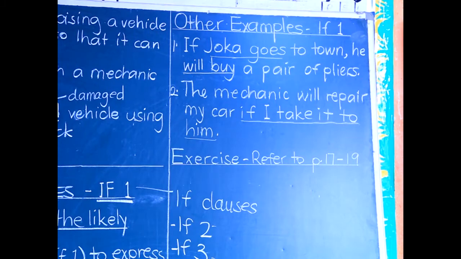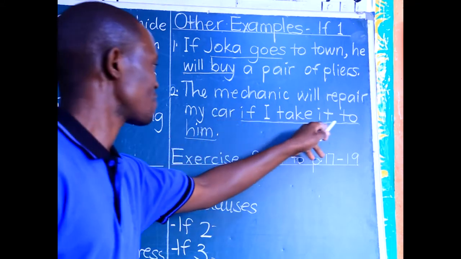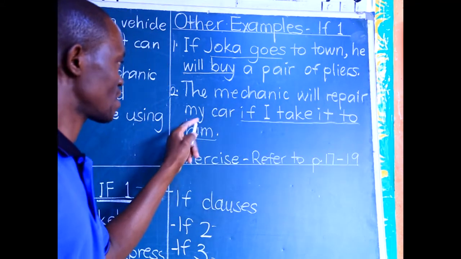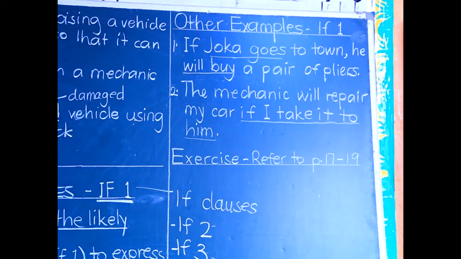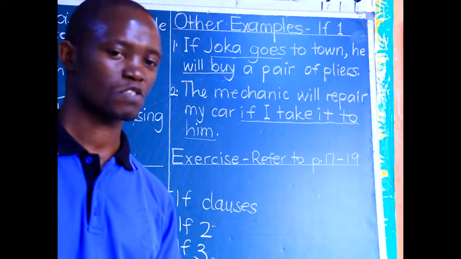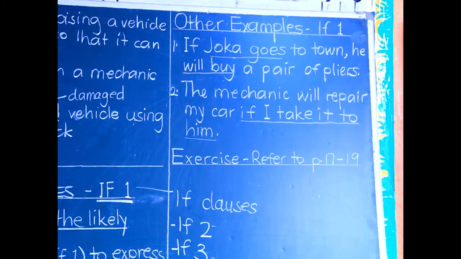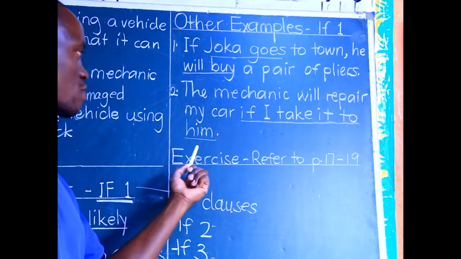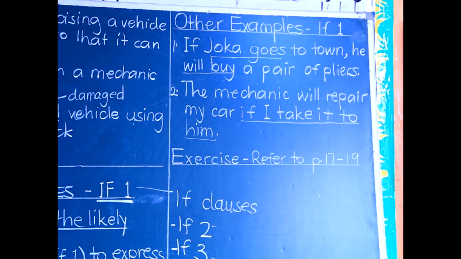Later you learn about pronouns. If I take my car to the mechanic, he will repair it. That is, if the teacher chooses, or if the child chooses to begin with the if clause, you need a comma. If the if clause comes at the beginning, you need a comma; if the if clause is at the end, no need to put any comma.